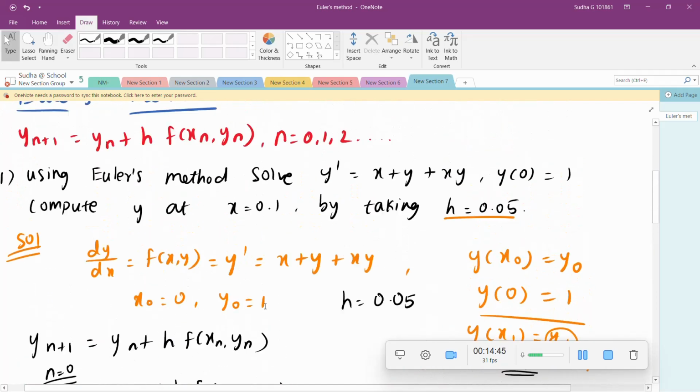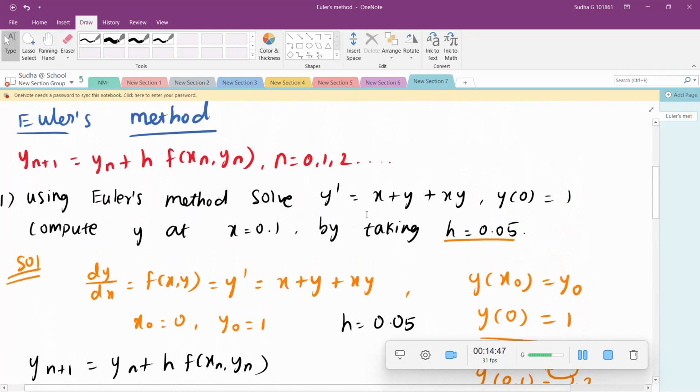Okay, the first problem, given y dash value as well as given x naught value and y naught value, and then given x1 value, need to find out y1 only, but will be given h value. Based on the h values, need to find out y1, y2. So here given x value 0.1. So if we take x1 0.05, x2 0.1, then only we'll get the values.